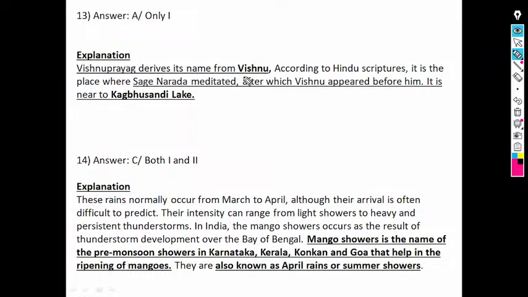Vishnu Prayag derives its name from Vishnu. According to Hindu scriptures, it is the place where the sage Narada meditated, after which Vishnu appeared before him. It is the name of Kagbusandi lakes particularly. Only one is correct. This is correct.